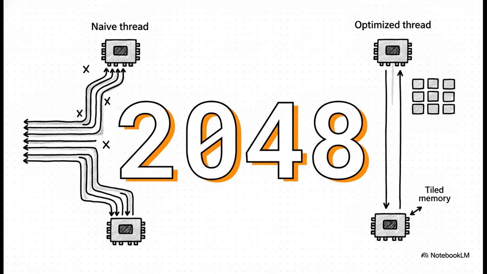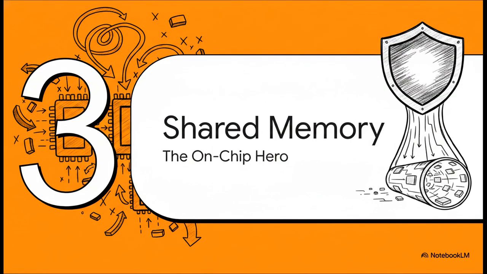A naive thread is forced to make 2048 agonizingly slow reads from global memory. But as we're going to see in a minute, a smart optimized thread using a technique called tiling drops that down to just 64 reads. That is literally a game-changing reduction. Which brings us to part 3, introducing shared memory.